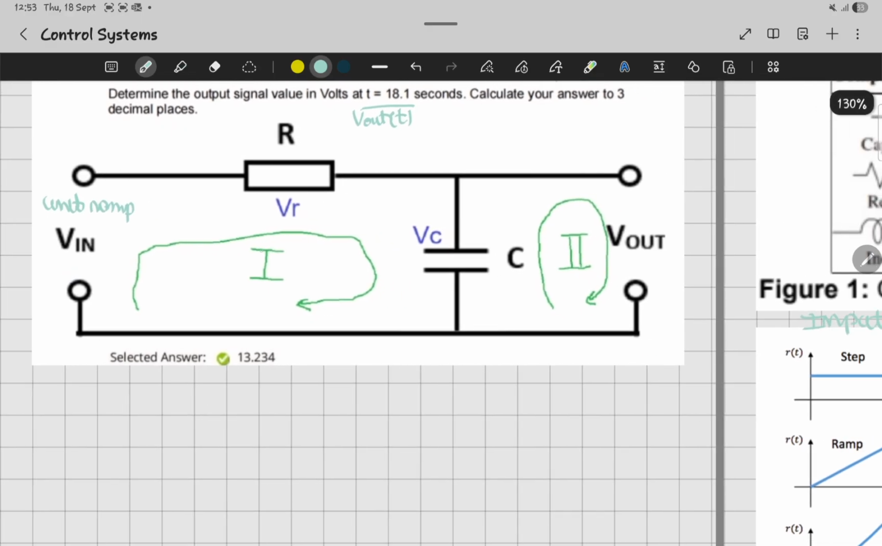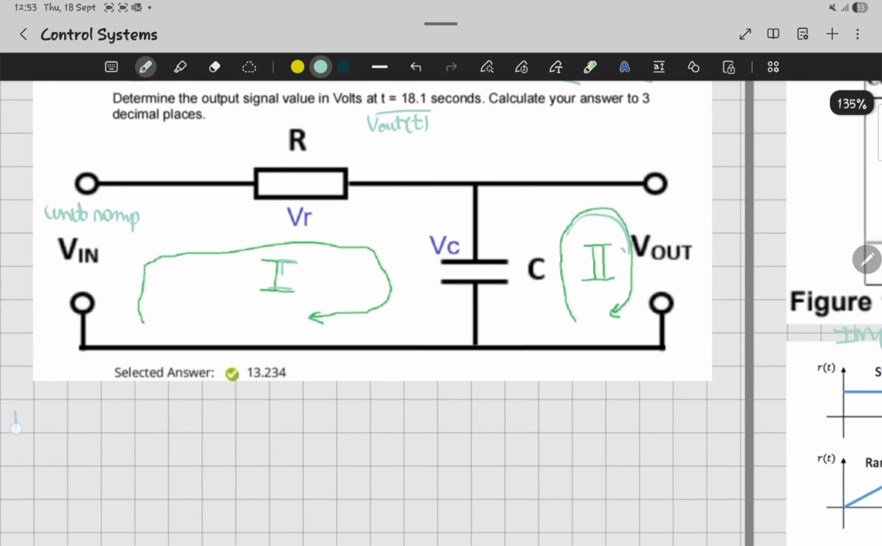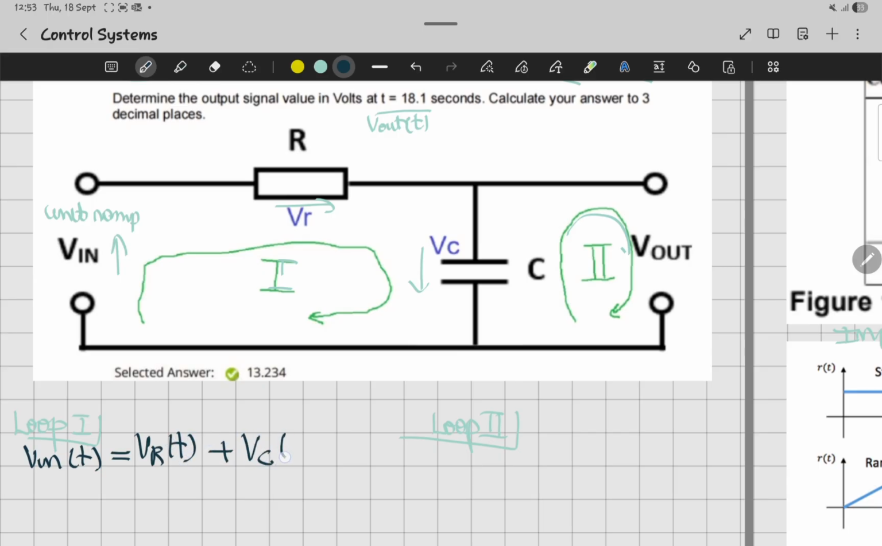So if we have to get the equation, this is loop 1 and this one is loop 2. I'm just going to write them here so you can see if you apply the Kirchhoff law. For this one, we know that the voltage here is equal to the sum of the voltage of this resistor and that capacitor. So V in will be equal to VR(t) plus VC(t).